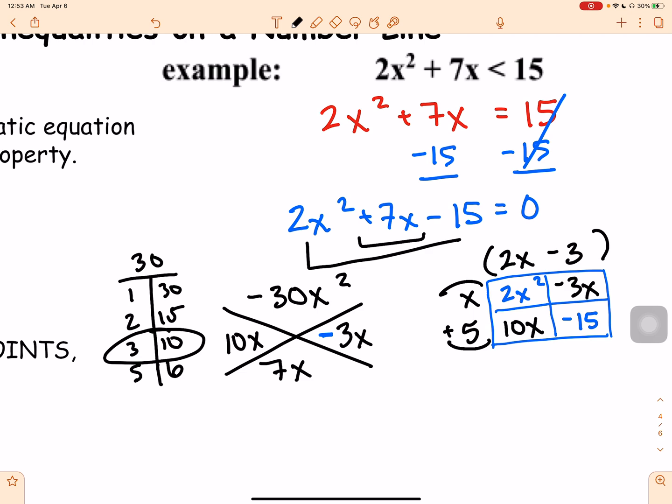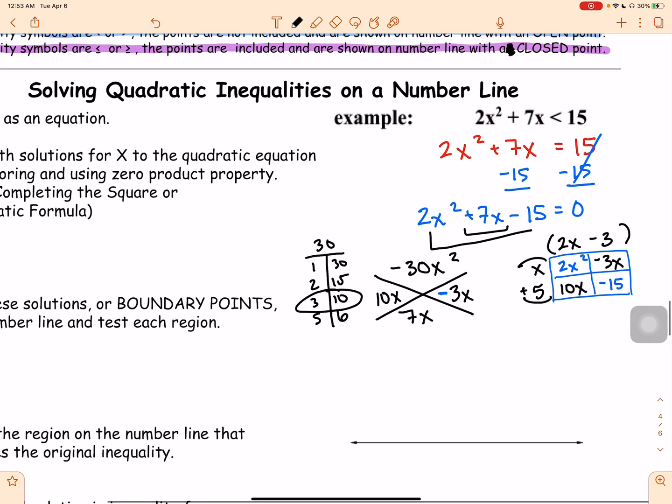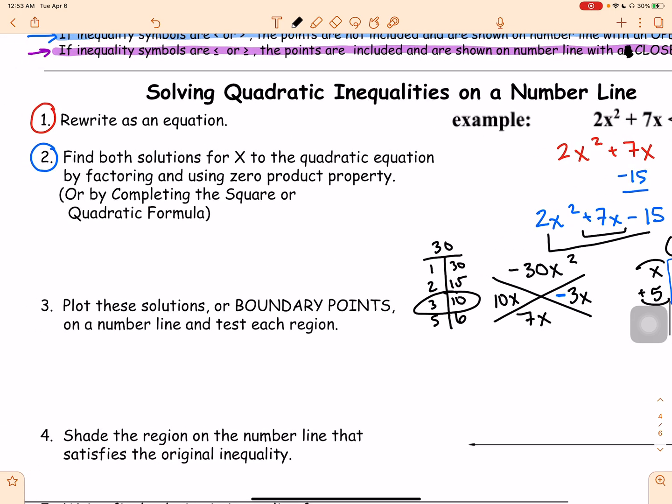And you want to double check. Is 5 times negative 3 negative 15? It is, right? So that's good. If you double checked everything by multiplying it, you would see that your work was correct. Okay, so we're not done yet. We have to find both solutions for x. So we need to solve for x now.